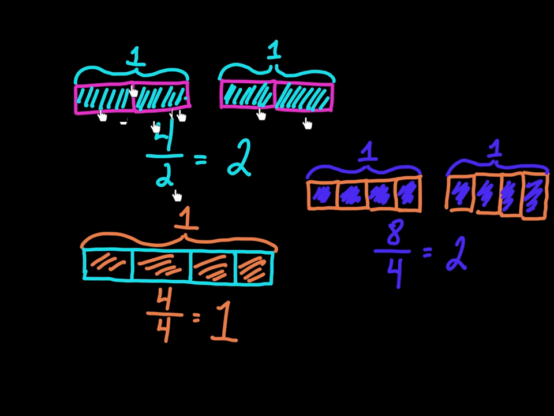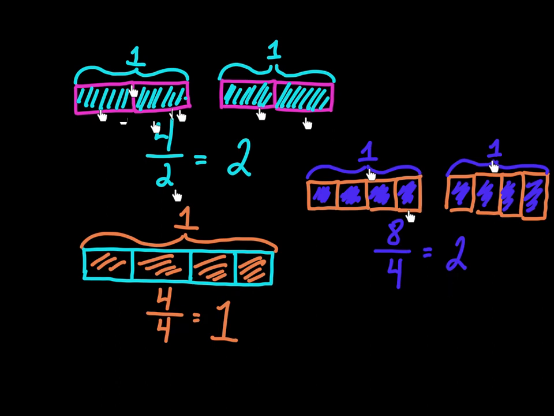Same thing happens for the next one. You have a whole that's been split up into fourths, another whole that's been split up into fourths, and if you add them all together, you're going to get 8/4, which really just means 1 whole plus another whole is going to give you 2 wholes.